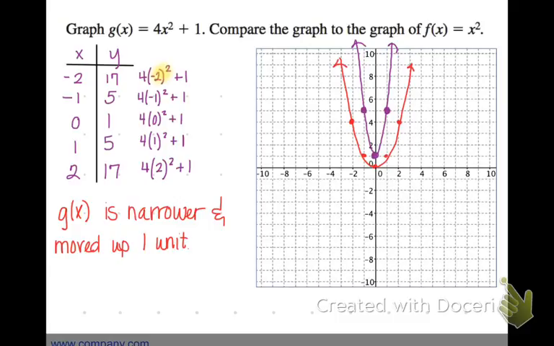So that's what you're going to be looking at today, is when we change the value of C, what happens to the graph. Make sure that if you have to graph, that you use graph paper.